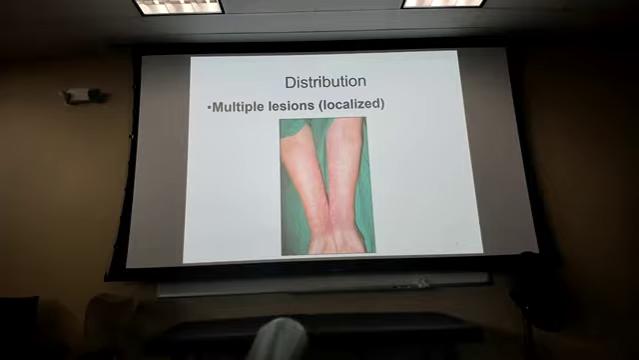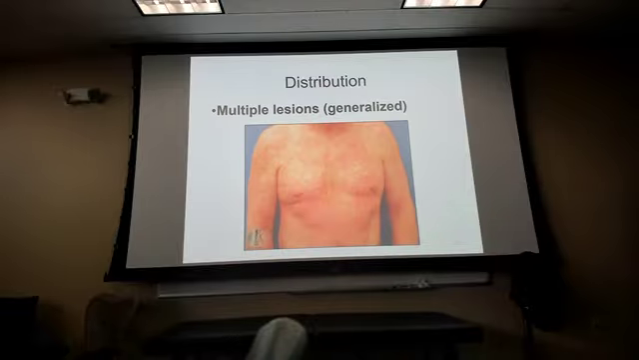Multiple lesions, you can see these are localized. They're only on those forearm places. So they're localized as opposed to an individual who's got it all over. So it's generalized. So he's got it on the trunk, he's got it on the arms. If the picture goes up, he probably has it on his face. Who knows? Okay.